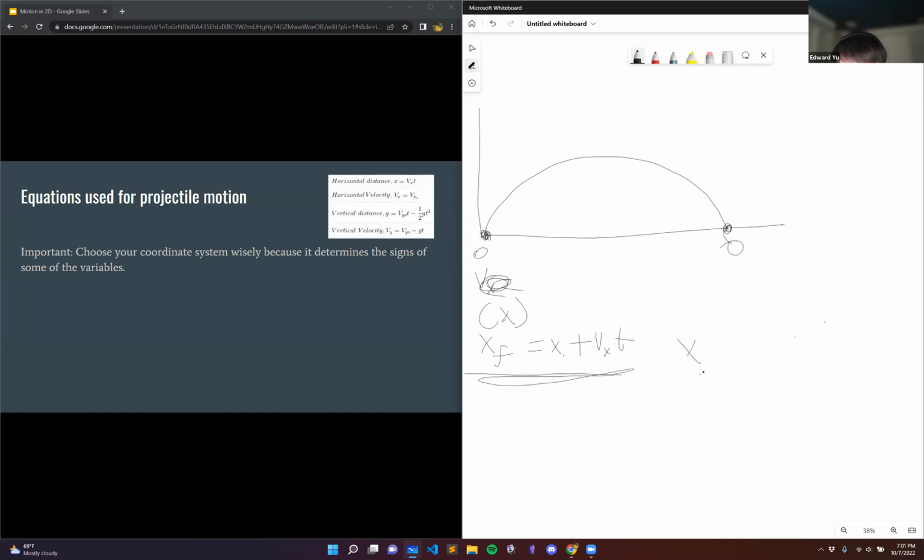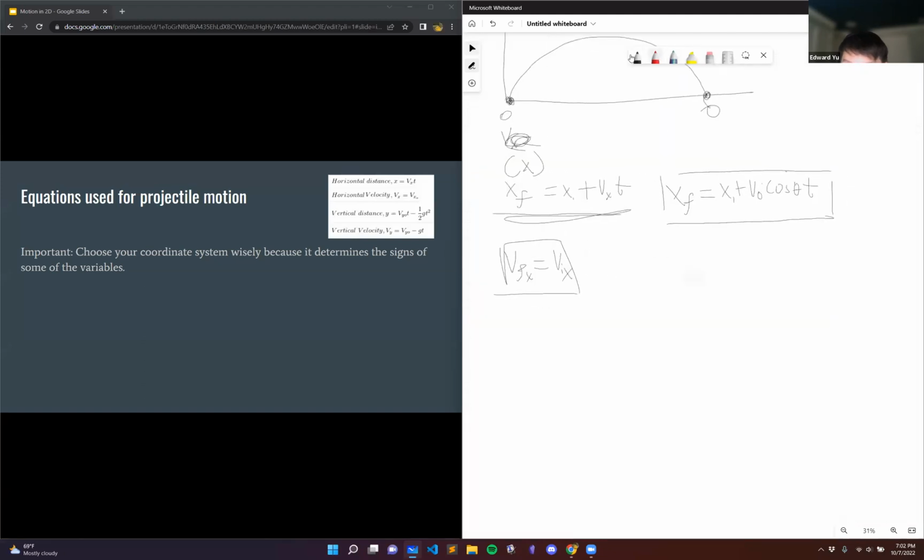And you can also write that as xf equals xi plus v initial times cosine theta times t. So this is your first equation you have. And then your next equation in the x component would be vfx is equal to the v initial x. And then since, again, there's no gravity, it's going to be just this. And this is another way to prove how the velocity is just going to be the same.